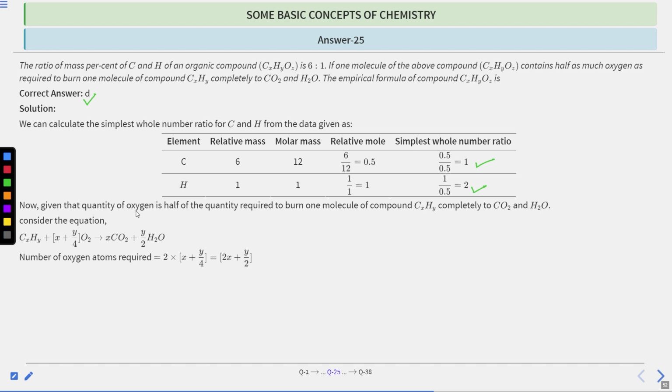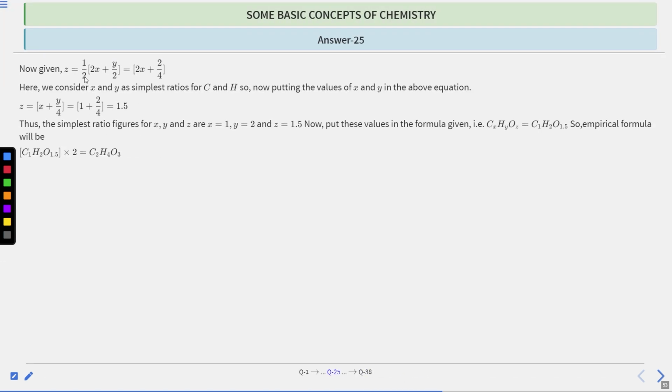Now the given quantity of oxygen is half of the quantity required to burn one molecule of compound CxHy completely to CO2 and H2O. So consider this combustion general equation. The number of oxygen atoms required will be 2 into (x plus y by 4). 2 atoms of oxygen are required, so it is written as 2x plus y by 2, right? So z is given as half of (2x plus y by 2), right? z is given as half of the oxygen atoms used in the reaction. Here we consider x and y as the simplest ratio for carbon and hydrogen.